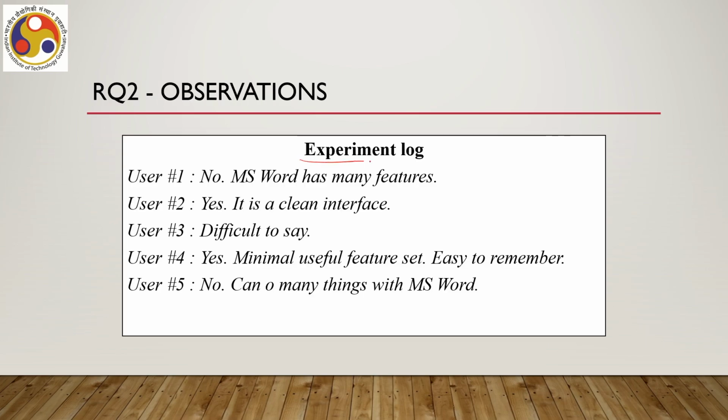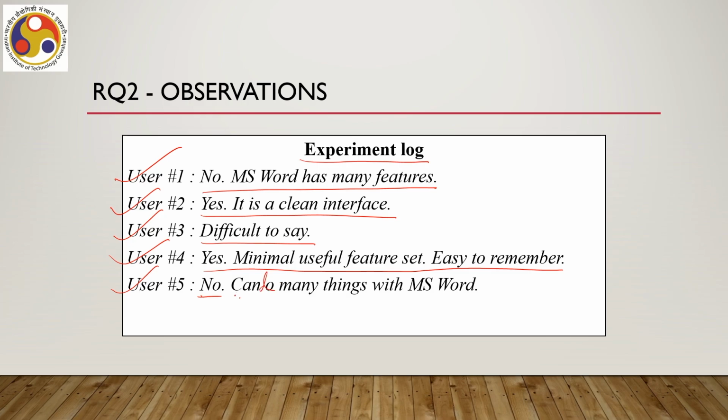This is another experiment log. Again 5 users. User 1 says no, MS Word has many features. User 2 says yes, it is a clean interface. User 3 says difficult to say. User 4 says yes, minimal useful feature set, easy to remember. User 5 says no, can do many things with MS Word. Here we ask the users to compare the proposed system with another existing system, and then users revealed more.